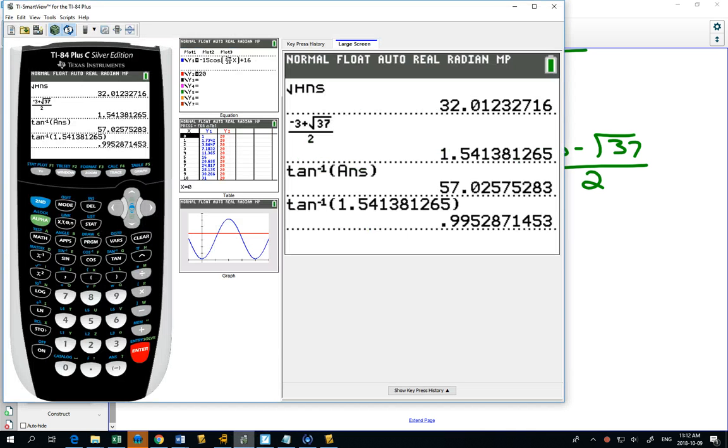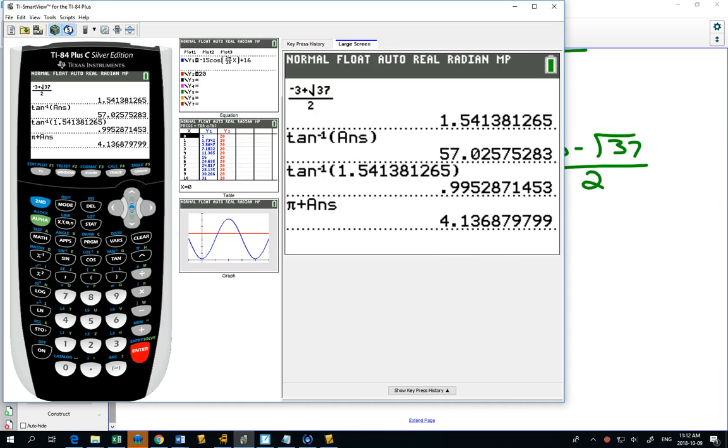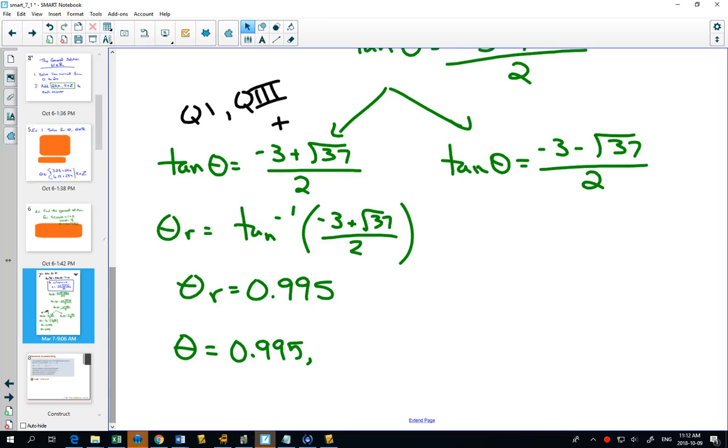My second answer would be in quadrant 3, so I'd go pi plus my reference angle, 4.14. That solved between 0 and 2 pi for one of the ratios. I also need to solve between 0 and 2 pi for my other ratio.